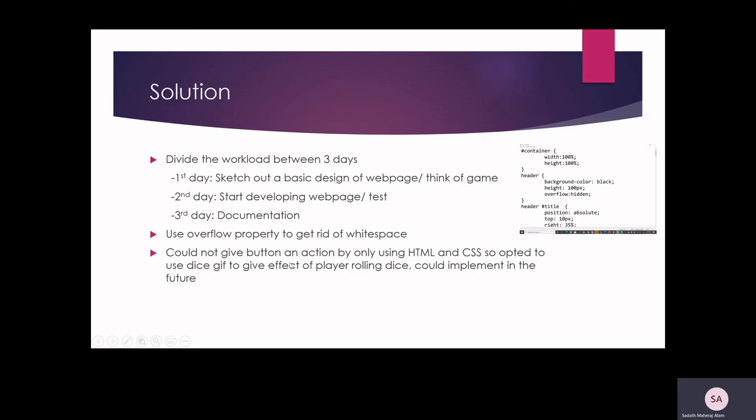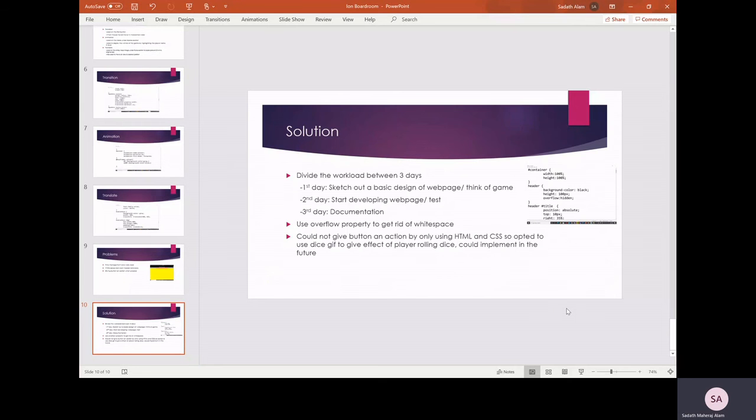And then for the button, I couldn't give it an action by only using HTML and CSS. So I just opted to use a dice GIF to give the effect that the user was rolling an actual dice. All right, so now I'm just going to show you guys the website that I did.